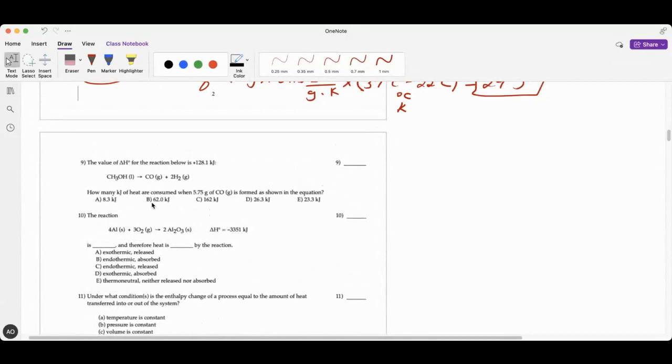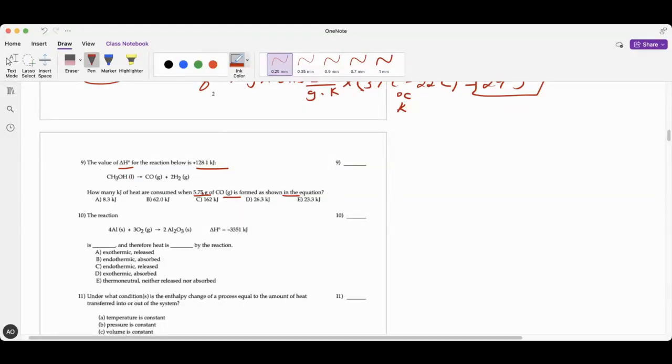Okay, yeah, we'll do this one. The value of the standard enthalpy for this reaction is 128.1 kilojoules. How many kilojoules of heat are consumed when 5.75 grams of carbon monoxide is formed, as shown in the equation? Make sure your equation's balanced.